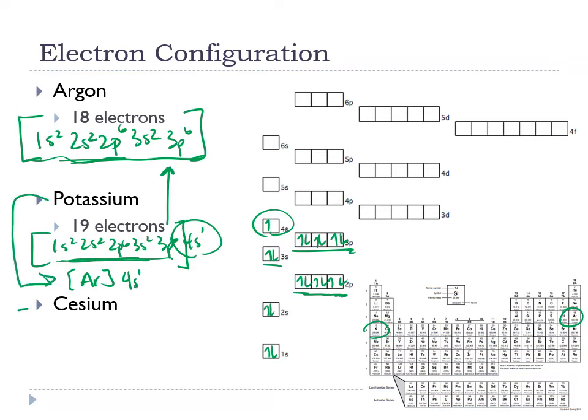Good. Cesium, oh my gosh, cesium's way down here. Cesium has so many electrons. We do not have to write the whole entire cesium. Instead, I can just go backwards through the periodic table. What comes before cesium? Xenon does. Xenon is the noble gas that comes before cesium. So I'm going to put xenon in those brackets. What comes after xenon? 1 whole electron.